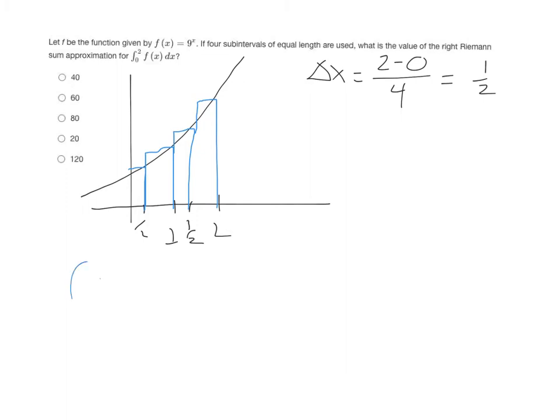So it's going to be 9 to the 1/2 plus 9 to the first plus 9 to the 3/2 plus 9 to the second, all times 1/2, just factoring out that width. If we multiply that all out, I believe we get 60. So hopefully not too bad there on that one. Moving on.